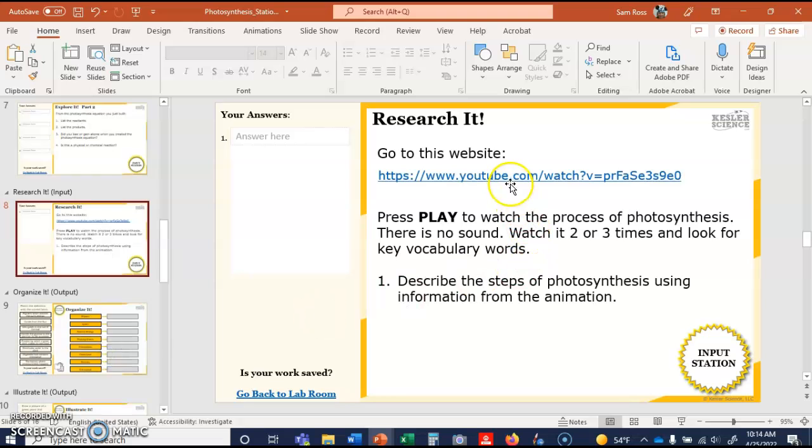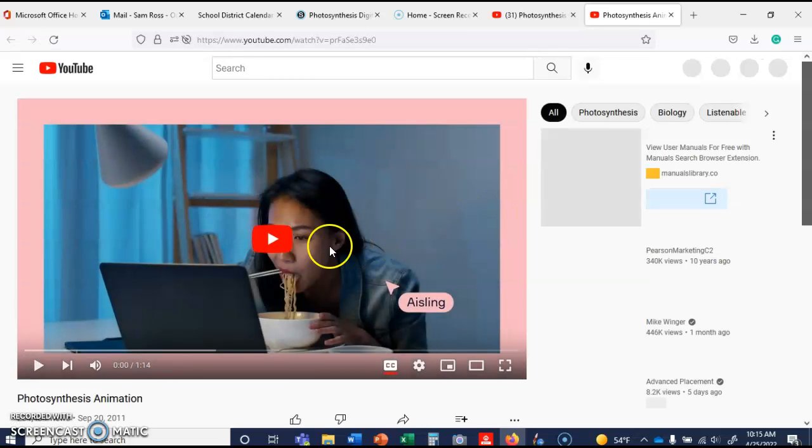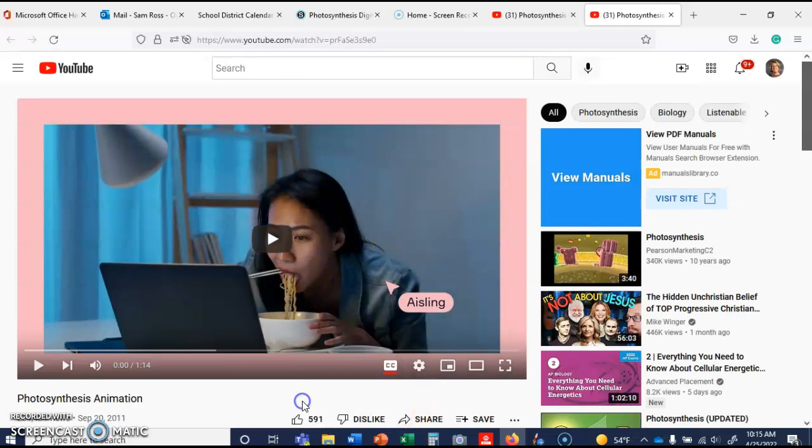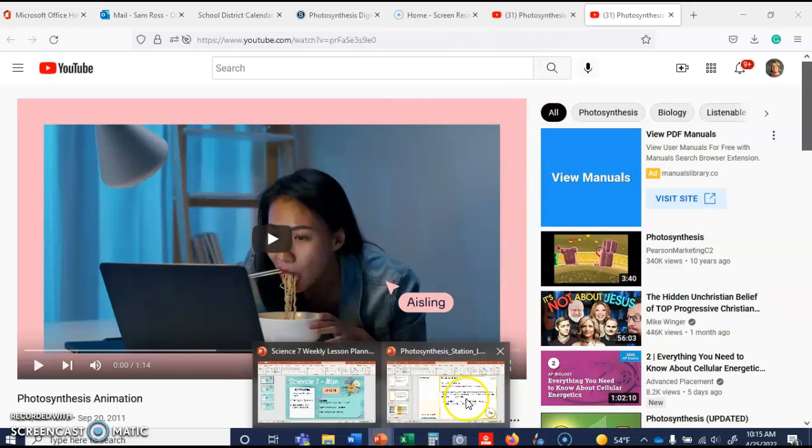Explore It Part 2 and then research. So let's go there. Oh, that's an ad. Dismiss. So this is the photosynthesis animation.